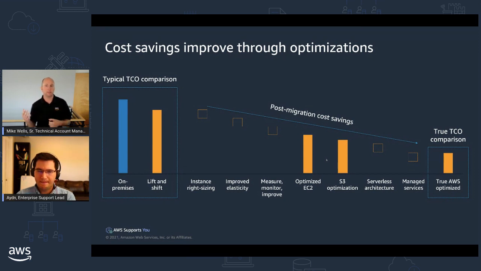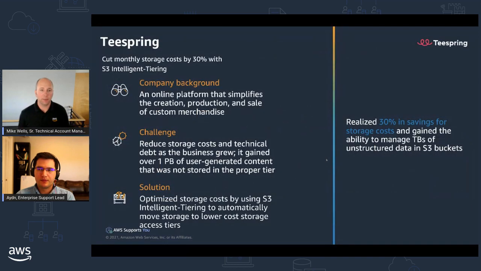Cost optimization is more than just cost savings, and enables your organization to be more agile and to be able to meet customer needs. And you can use the savings to invest back into your organization to innovate faster. I'm going to talk about a case study about a company named Teespring. Teespring is an online platform that lets creators turn unique ideas into custom merchandise, such as T-shirts, mugs, phone cases that their fans can buy.